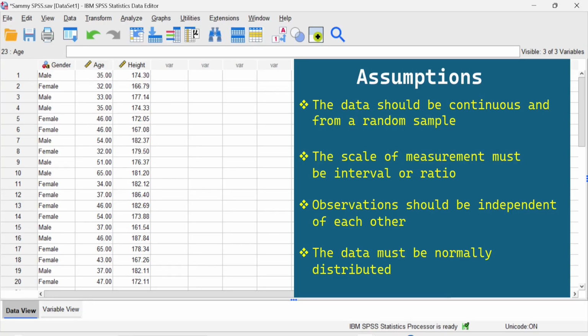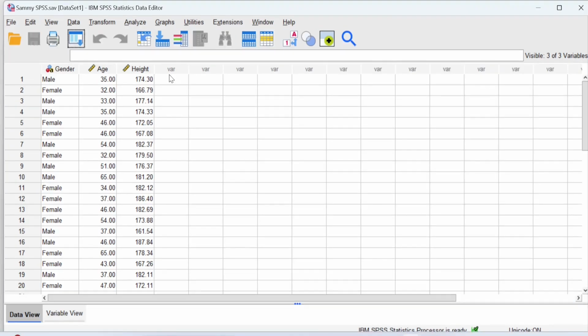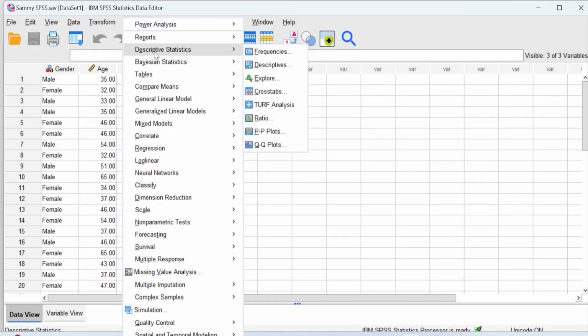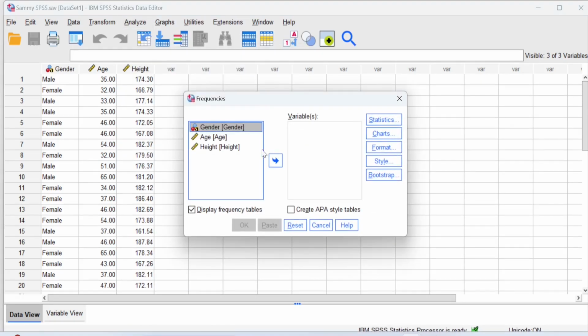So how do we do that? Let's check whether this data set is normally distributed, and then we can proceed from there to perform our one sample t-test and interpret the result. So let's check whether it's normally distributed. Click on analyze, go to descriptive statistics, frequencies. I'm going to uncheck this one because I don't want the frequency tables. I only want the histogram.